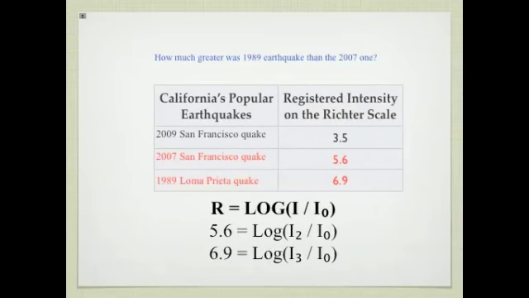Let's try another problem. The next problem we will solve is how much greater was the 1989 Loma Prieta quake than the 2007 5.6 quake. To solve this problem, we will use the exact same steps as we used for the first problem, except that we will use I3 instead of I2 and I2 instead of I1. I3 represents the Loma Prieta quake.